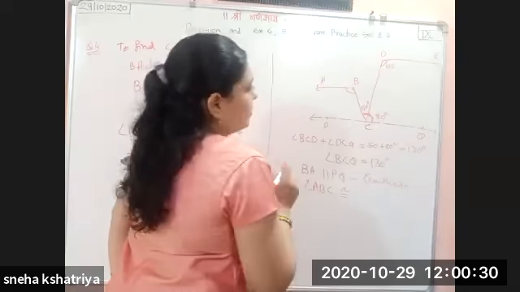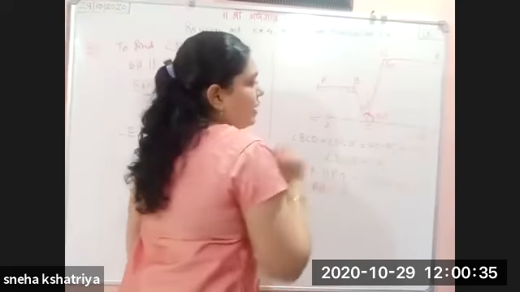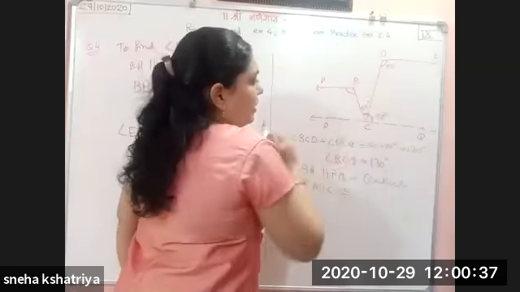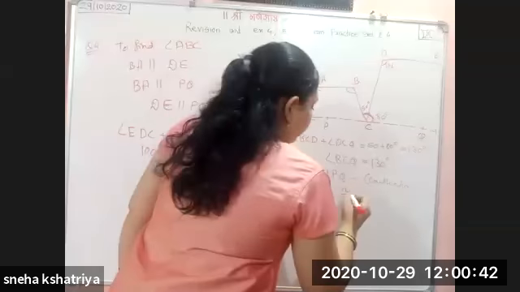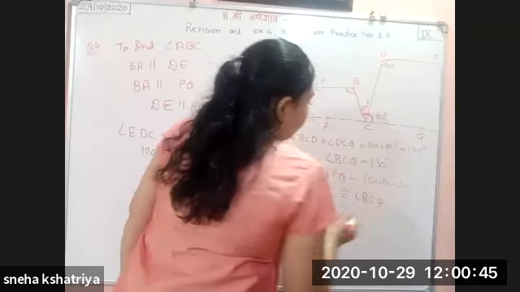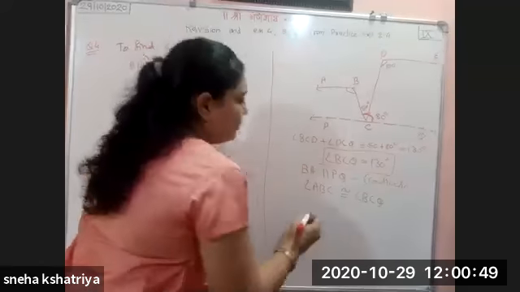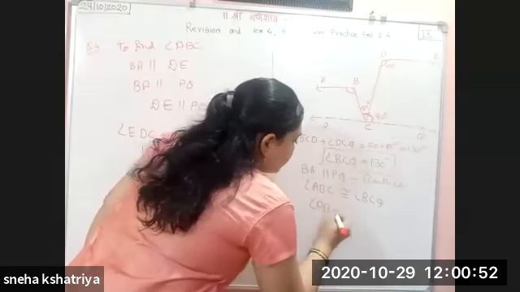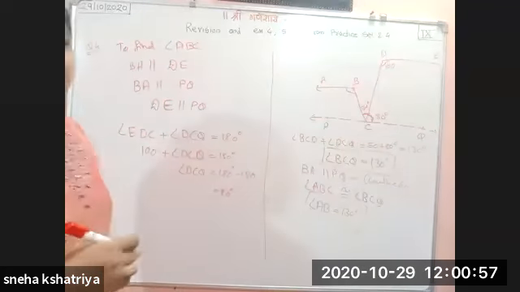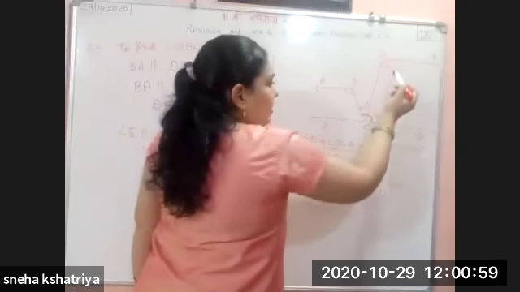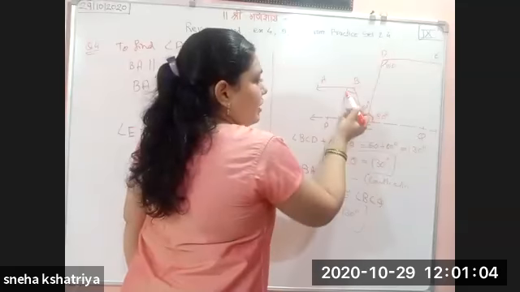So this angle ABC becomes congruent to this angle, because they are interior alternate angles. They form a pair of alternate angles, ABC and BCQ. What is the value of BCQ? It is 130. Put it here. So angle ABC is equal to 130. Very simple. This is 100, this becomes 80.